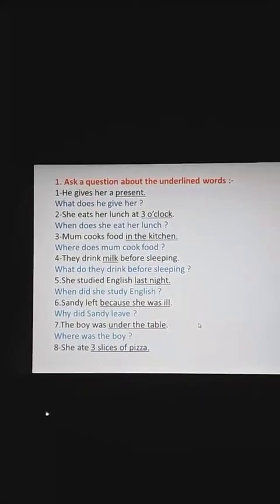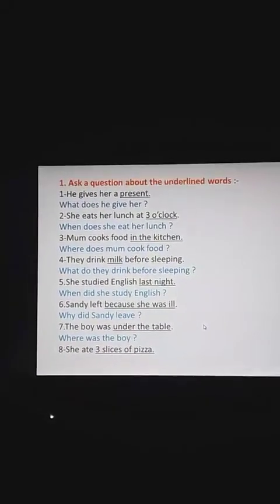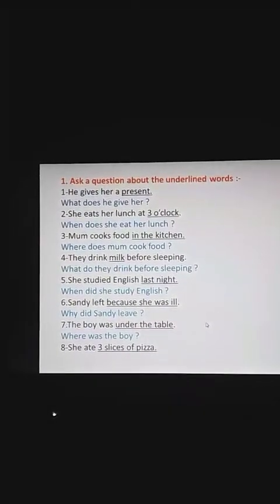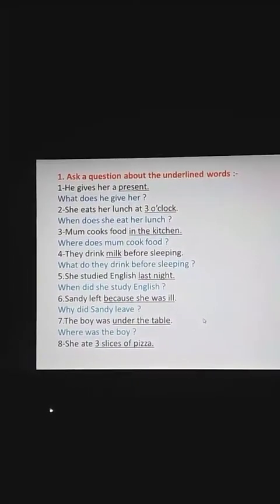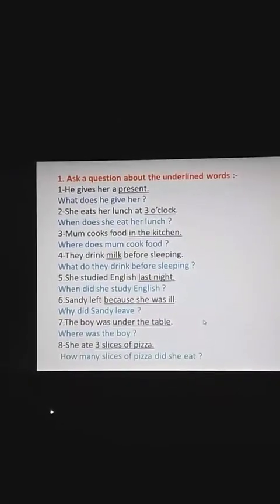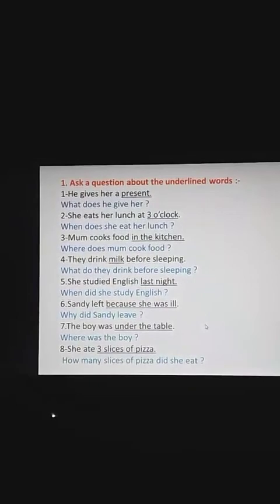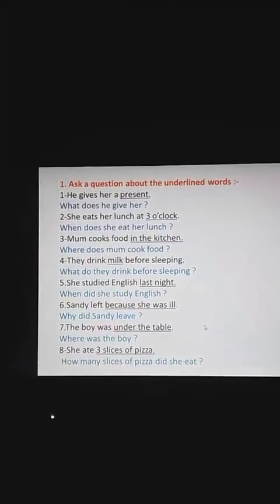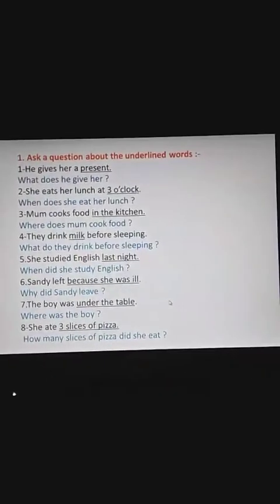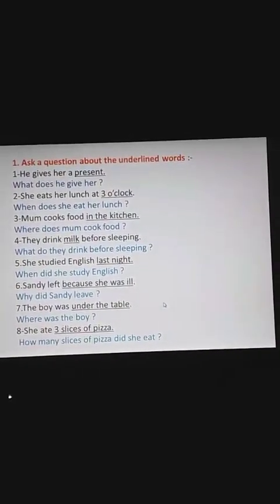The last one. She ate 3 slices of pizza. Three, number. So I have to use how many. Yes, very good. How many slices of pizza did she eat? 3 slices of pizza.